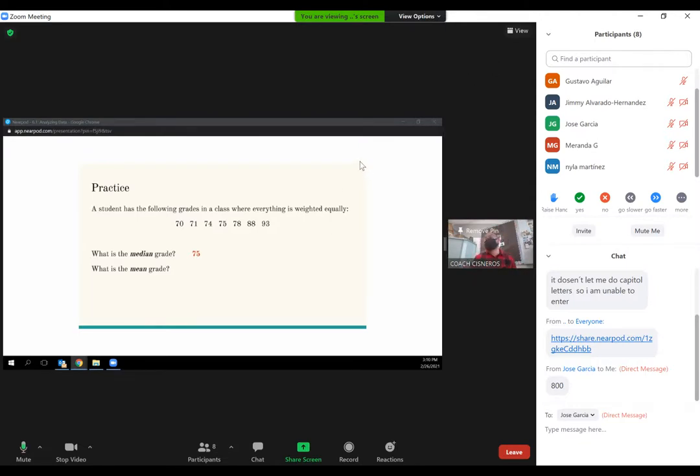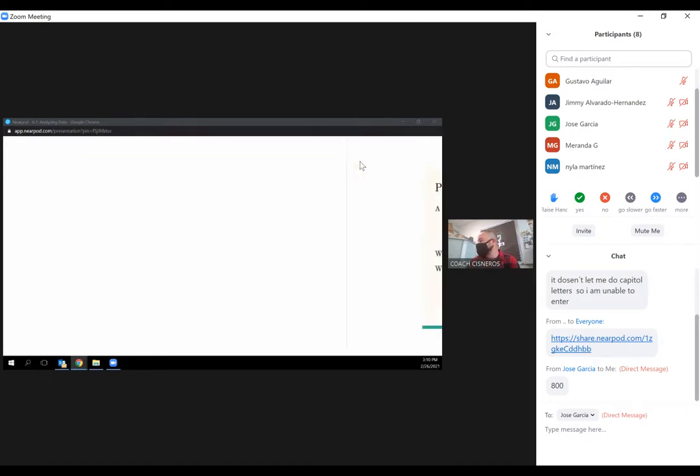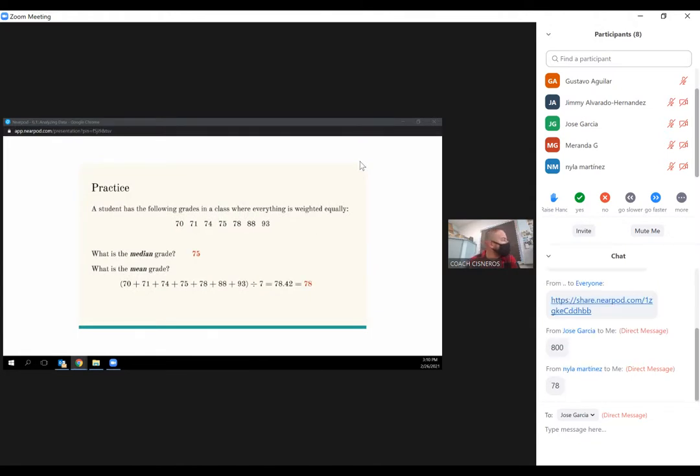What is the mean? What are you going to do with those 7 numbers? You're going to add them all up and divide by 7. But you will want to round. If you're talking about grades, you round to the nearest whole number. So just round to the nearest whole number. 78. Yep. Good job. Add them all up, divide by 7.